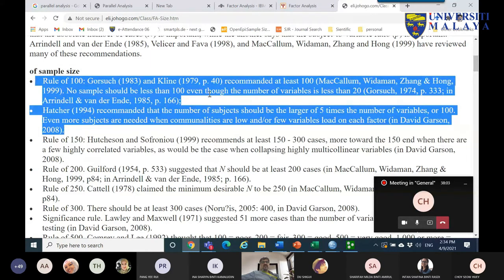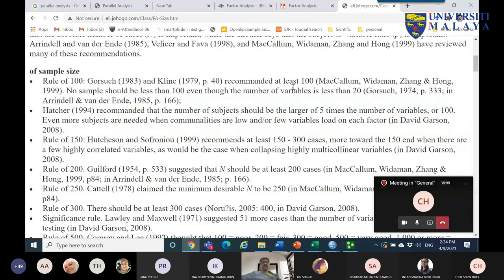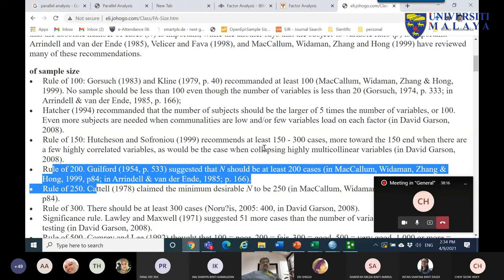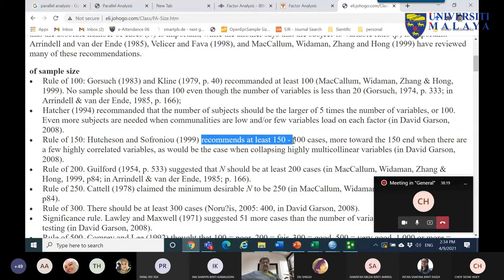Don't look at these two references. They mentioned 100 is okay, but to be honest, in practice you will face some problems and challenges. There is the rule of 150, the rule of 200, but definitely it should not be less than 150. Recently, for example, we are developing a questionnaire among some groups of medical practitioners in a hospital. The problem is that the total number of subjects is very limited, so we cannot collect a huge number of 150 subjects to do the validation and factor analysis.